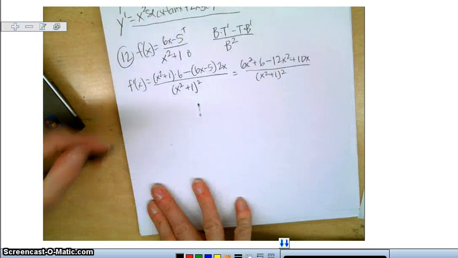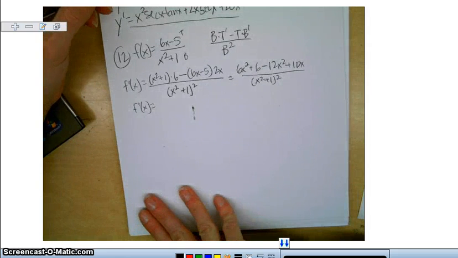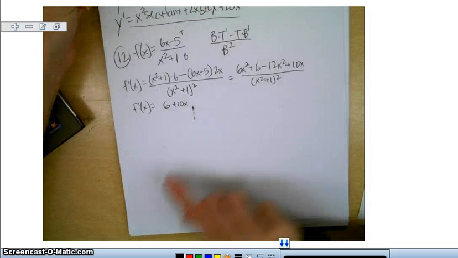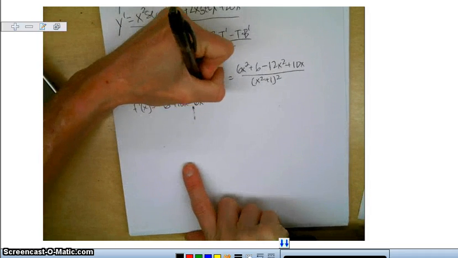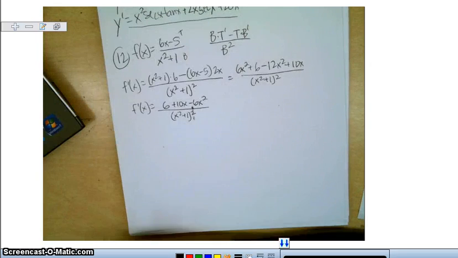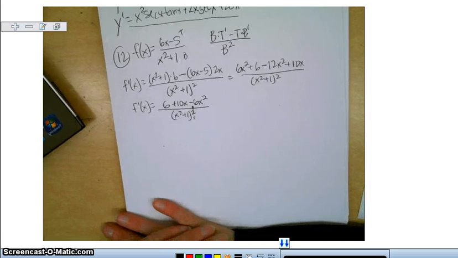I combine the like terms on the top. And let's see, I'm going to leave the 6 first, and then plus 10x. And then 6x squared minus 12x squared is negative 6x squared, all over (x squared plus 1) quantity squared. If you really wanted to, you could factor a 2 out of the top, but it's not going to make anything cancel, so you can leave it like that.